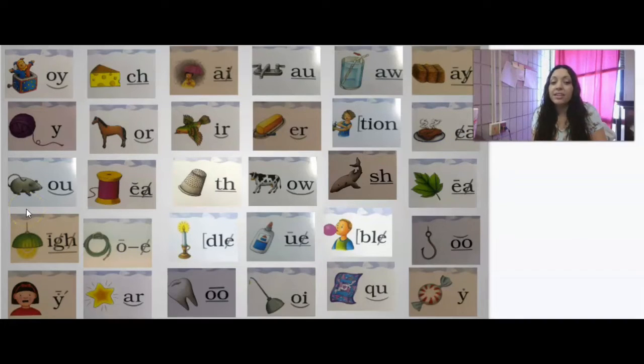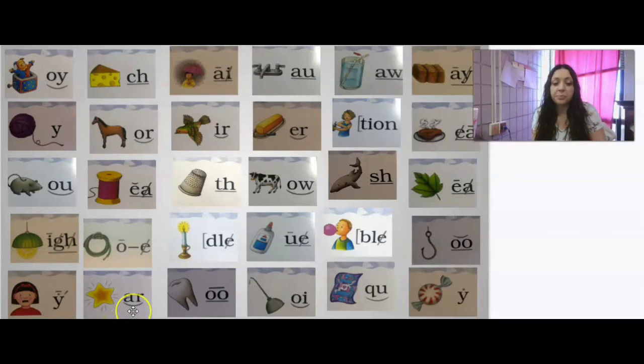mouse, ow, diphthong OU, thread, digraph EA, thimble, digraph TH, cow, ow, diphthong OW, shark, sh, digraph SH, leaf, E, digraph EA, light, I, trigraph IGH, hose, O, O consonant E, candle, final syllable DLE, blue, U, U consonant E, bubble, final syllable BLE, hook, digraph OO, very good.